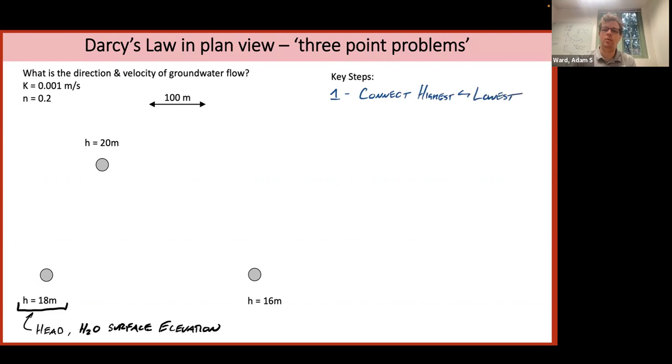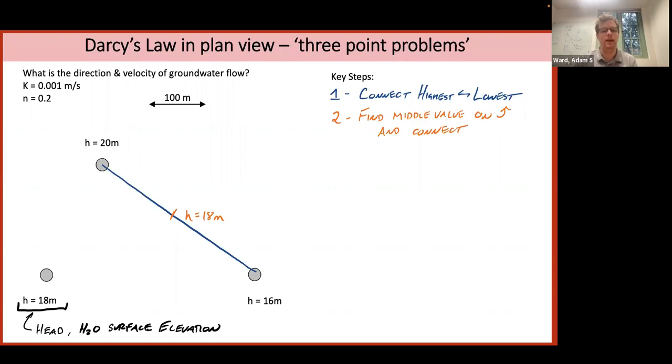So step number 1 is going to be to connect the highest and lowest points with a line. So we're connecting 20 to 16 meters there. After that, we'll take that intermediate value, in this case 18 meters, because that's what is at the 3rd well. And we're going to find where that is on the line we had just drawn. So you can see I've made this quite easy because the midpoint of that line is where we're looking for.